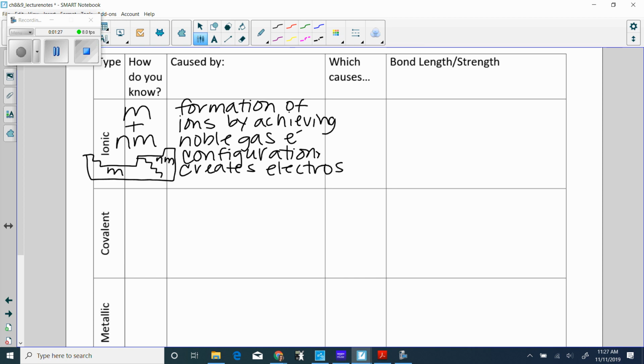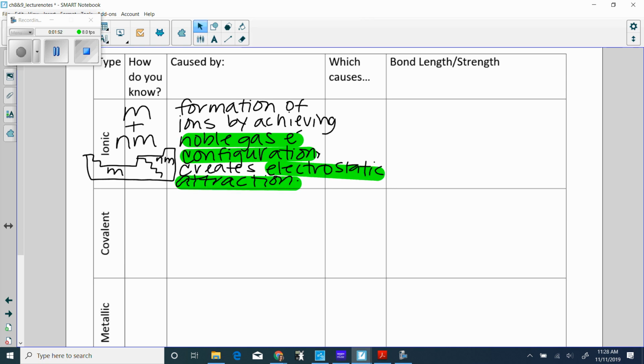Creates electrostatic attraction. Okay, so some vocab words in there. Noble gas electron configuration and electrostatic attraction. Noble gas electron configuration is back in like 6th or 7th grade or whenever you learned this.